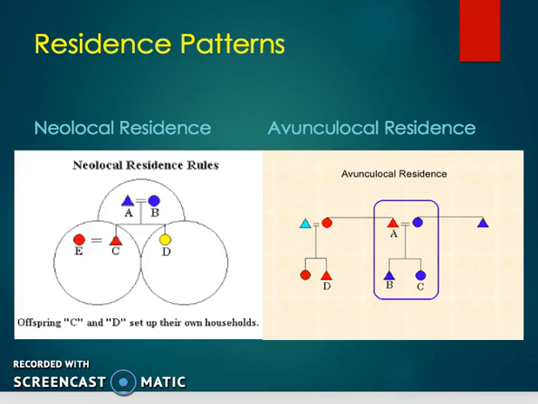In avunculocal residence, we see that D does not live with his father. Instead, he lives with his mother's brother, A. But A's own son, B, does not live with him. He too lives with his mother's brother.